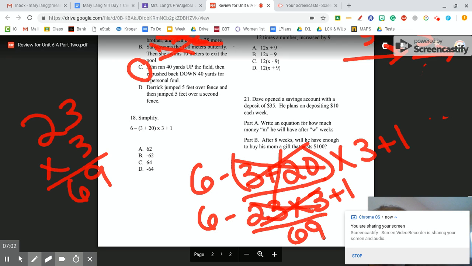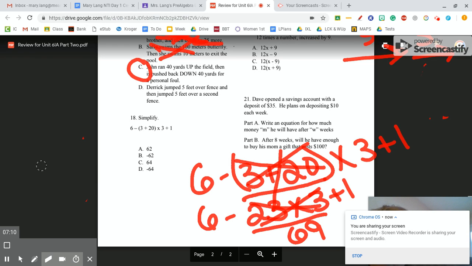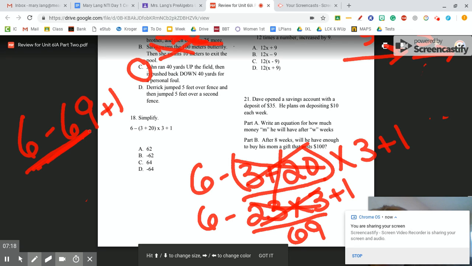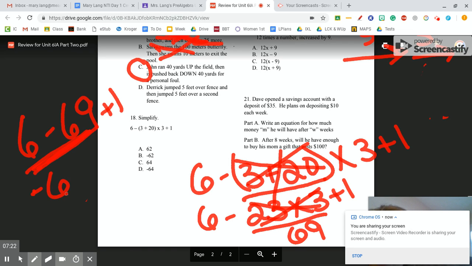So let me erase over here. That way you can see what I'm doing. All right, so let me rewrite it over here. 6 minus 69 plus 1. So I've got to go in order for adding, subtracting. So I've got to subtract first. So that would be negative 63. Have to do that first. And then now I can do negative 63 plus 1. So I would get negative 62.